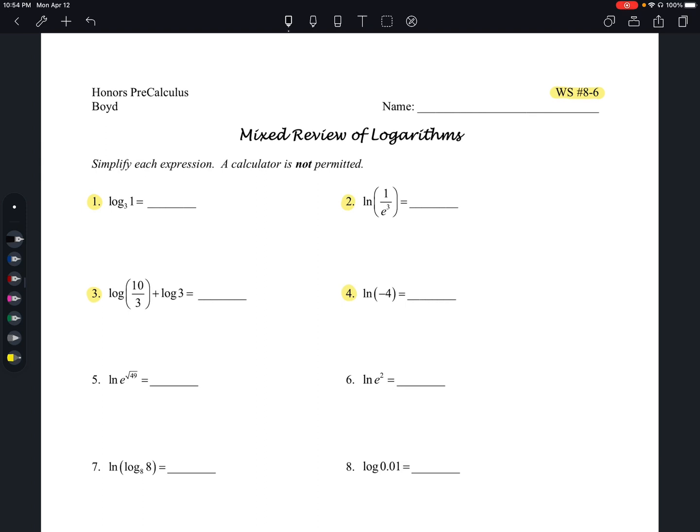This video will cover problems 1, 2, 3, and 4. The directions state, simplify each expression. A calculator is not permitted.